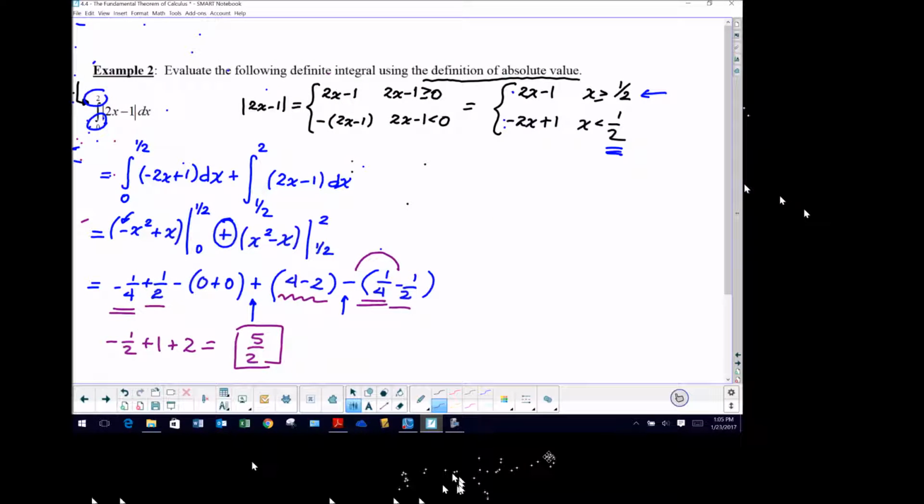So anyway, hope this helps. This is exactly the procedure that you'd want to follow anytime that you're taking the antiderivative of an absolute value.